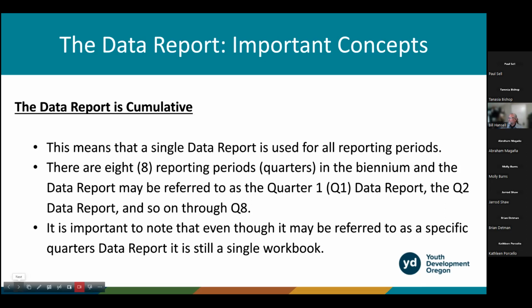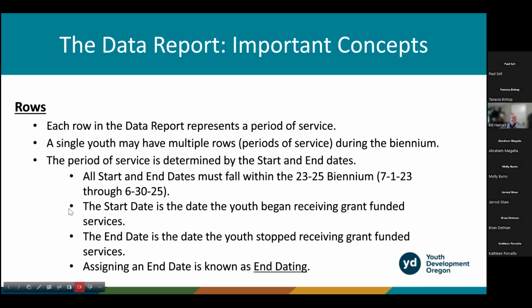The next important concept is what rows represent. Each row in the data report represents a period of service. A single youth may have multiple rows or periods of service during the biennium. The period of service is determined by start and end dates.